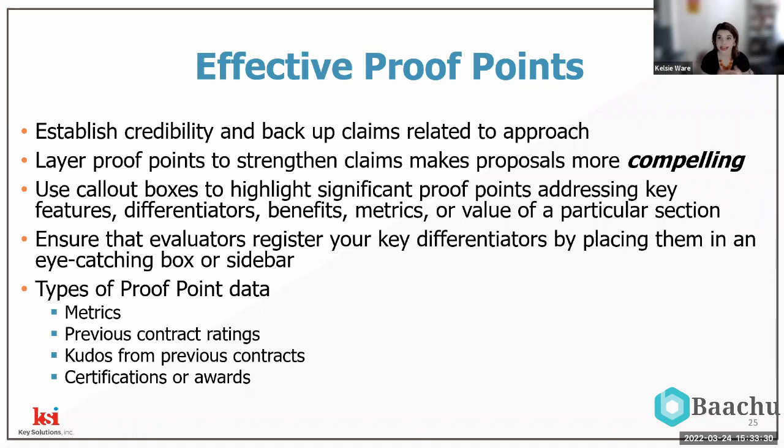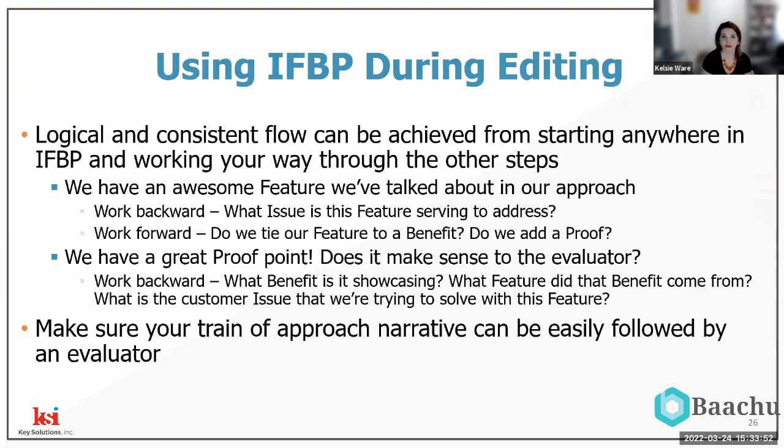Some types of proof point data that you might want to use are metrics, if you have ratings from previous contracts, if you have kudos from previous contracting officers, maybe where you did a really great job, you might want to put a quote box somewhere in your proposal. And then if your company has any certifications or awards that are applicable to the work being done, those are other good things to use for proof point data.